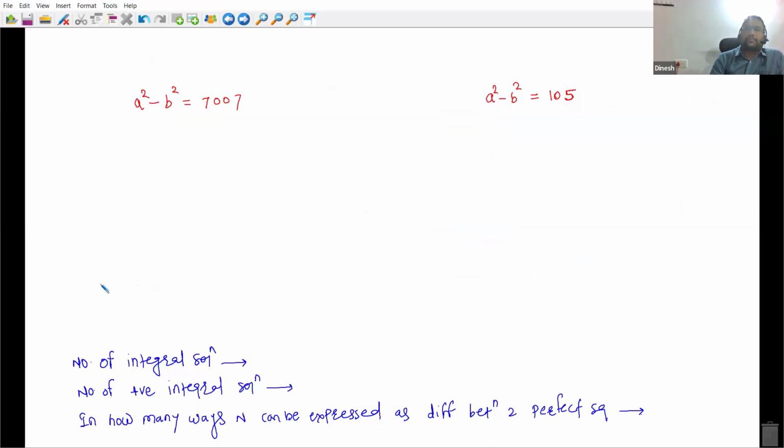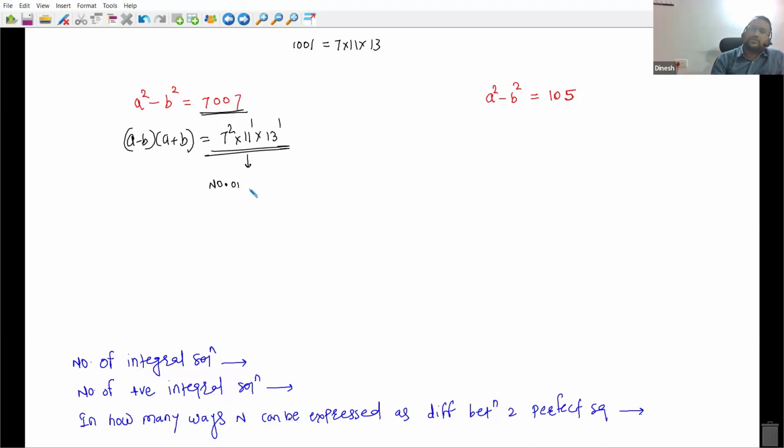So over here, a minus b into a plus b is equal to 7007, so we need its prime factorization. In the first class, I told you about number 1001. It is a product of three consecutive prime numbers 7, 11, 13. So this 7007 becomes 7 square into 11 to the power 1 into 13 to the power 1. So how many factors does this number have? Number of factors: 3 into 2 into 2, that is equal to 12 factors.